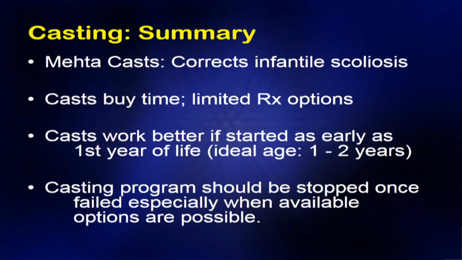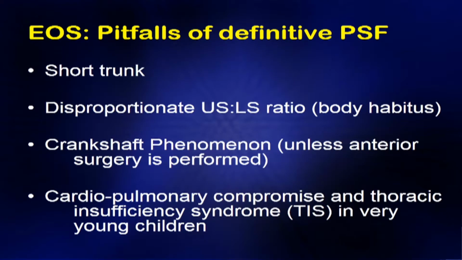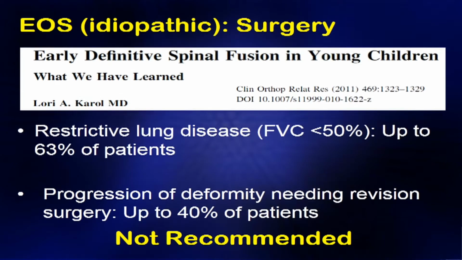The pitfalls of definitive spinal fusion have been discussed extensively: short trunk, disproportion of the upper trunk and the lower part of the body, the crankshaft phenomenon, particularly if anterior surgery is not performed, and the cardiopulmonary compromise and thoracic insufficiency syndromes in these very young children. Lawrence Karol's paper, which was referred to earlier, showed that early definitive fusion in these patients restricts lung function, you get restrictive lung disease, and also progressive deformity in up to 40% of patients, and it's not something that is now recommended.